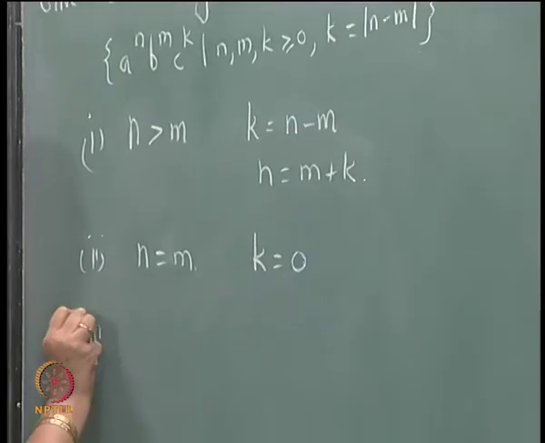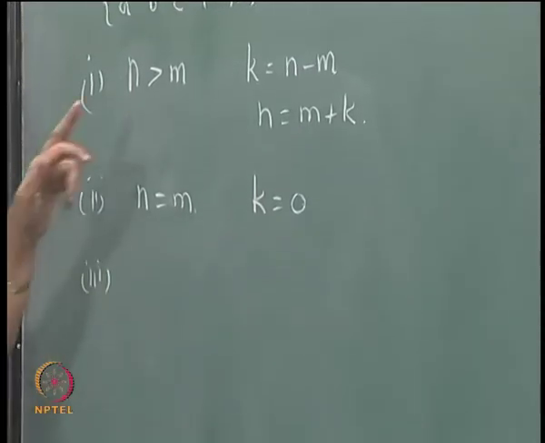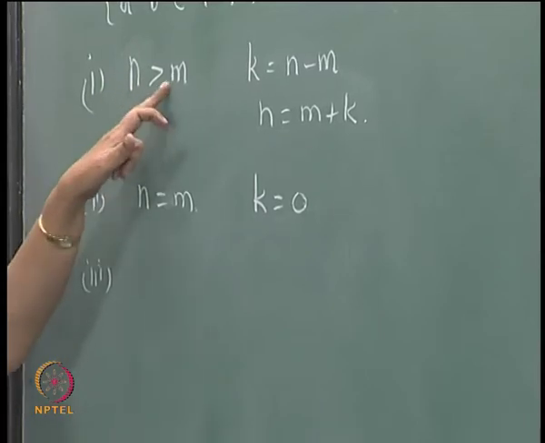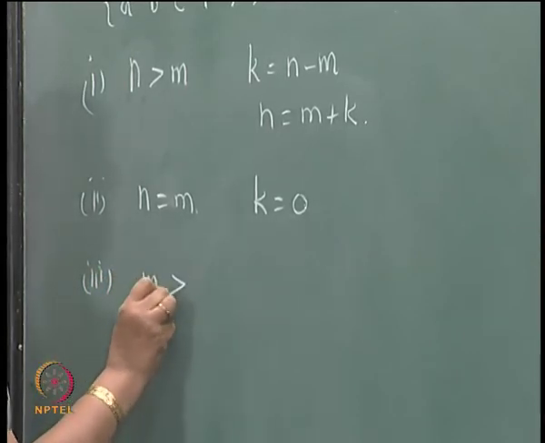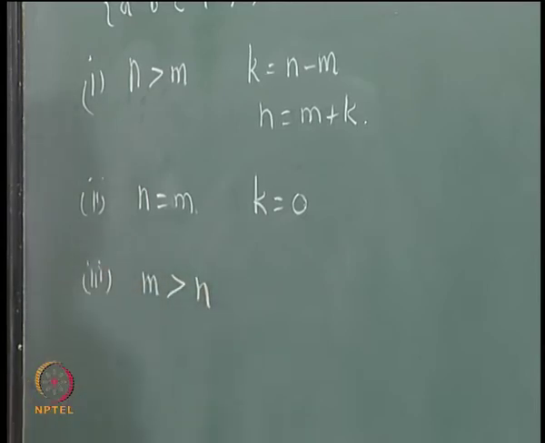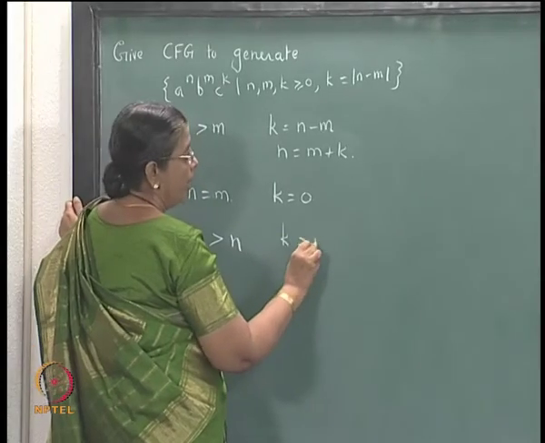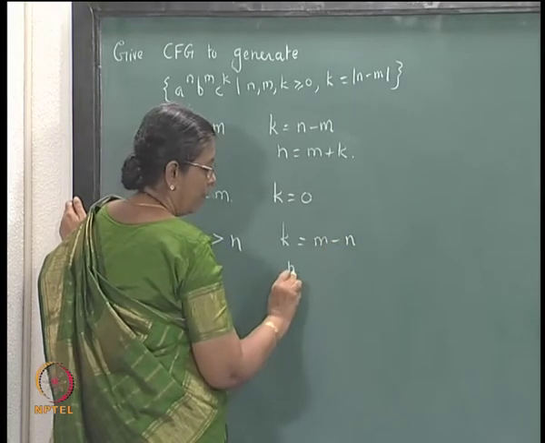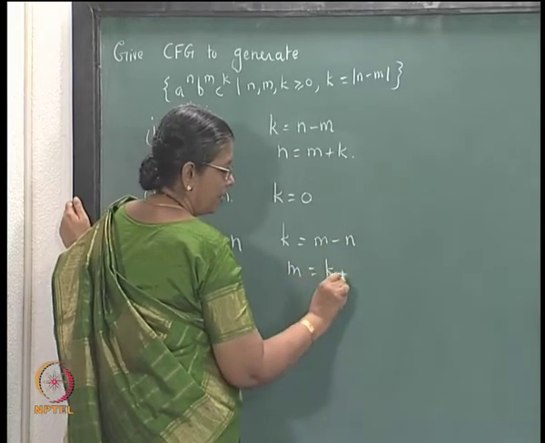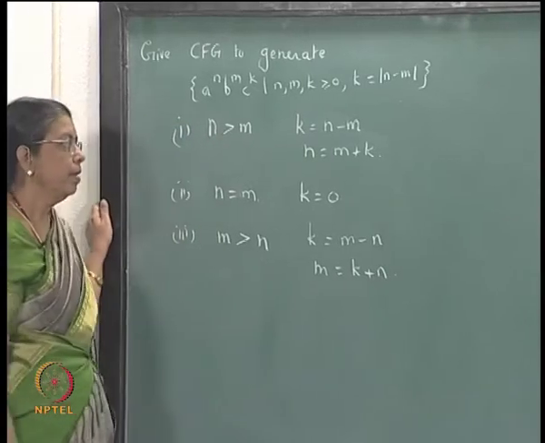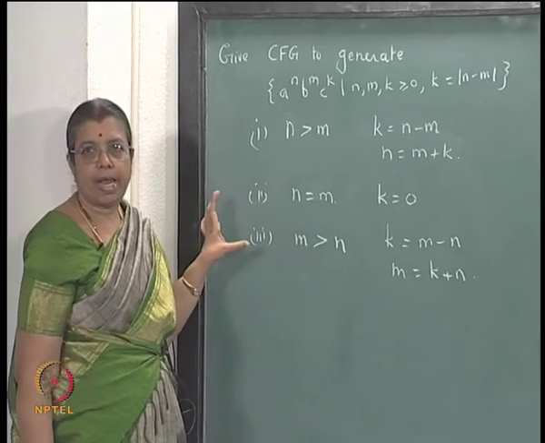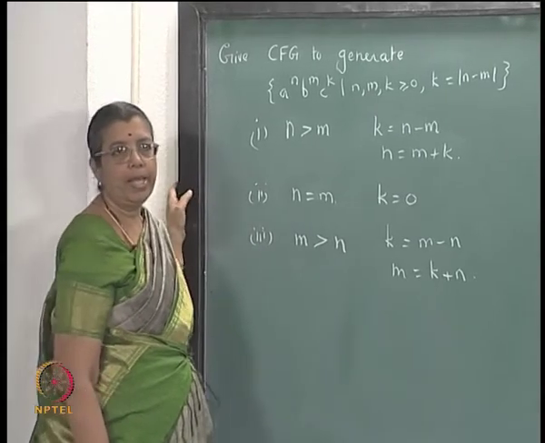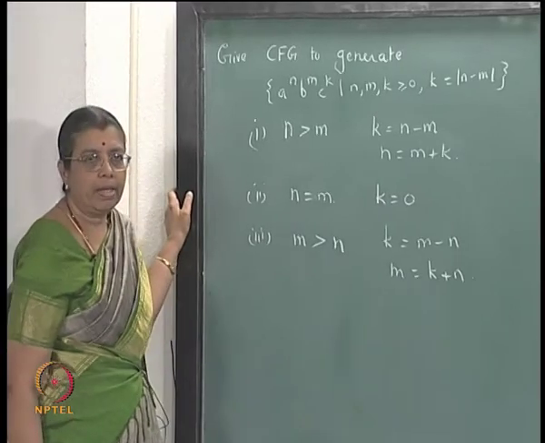Third, instead of considering like that, you could have also split it into 2, like n greater than or equal to m, m greater than or equal to n, does not matter. That way also it is possible. Then another thing is m greater than n. In that case, k will be equal to m minus n and m will be equal to k plus n. Now, for each one of these you can give a context free grammar and the union of them will be the grammar which you require.